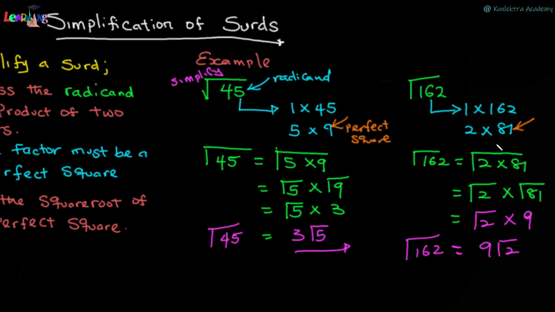Find two factors of which one is a perfect square, then put it in your diagram, reduce it, find the square root of the perfect square, and remultiply. Then you have your final answer.